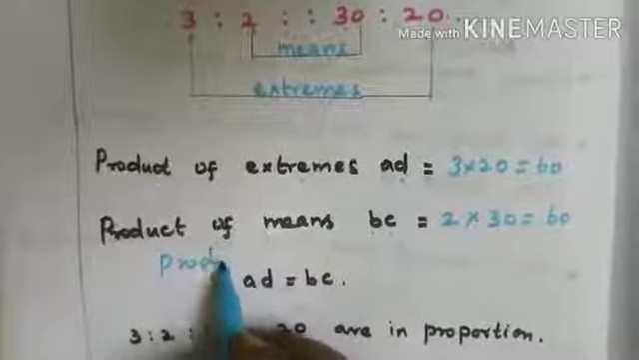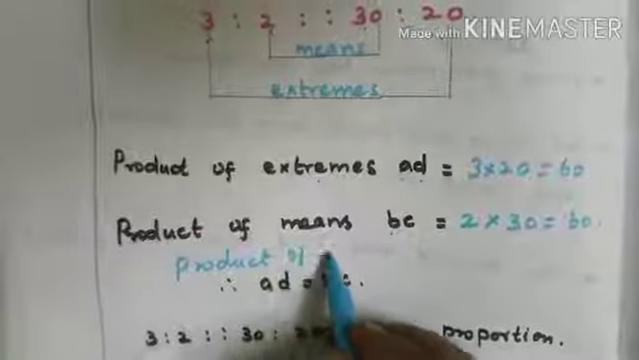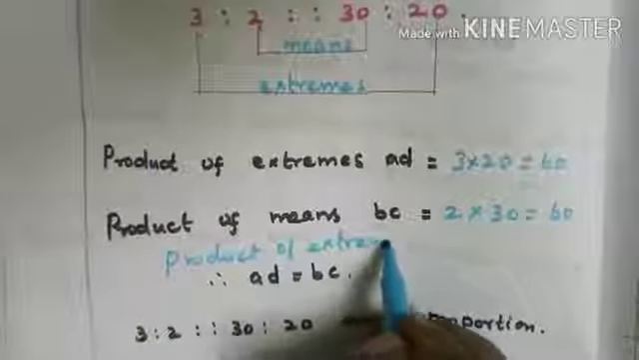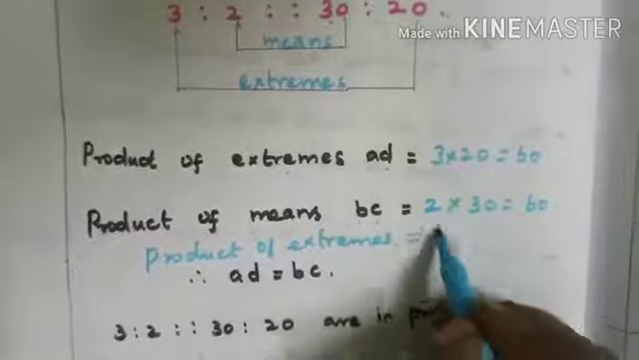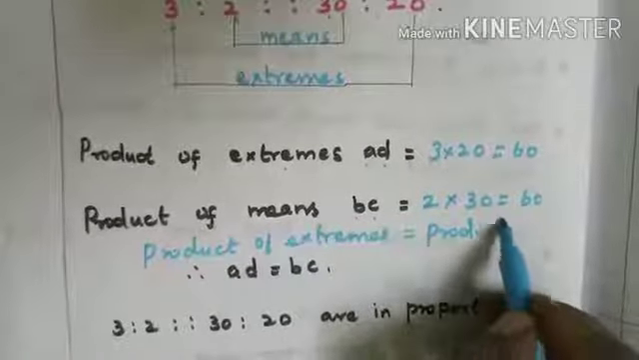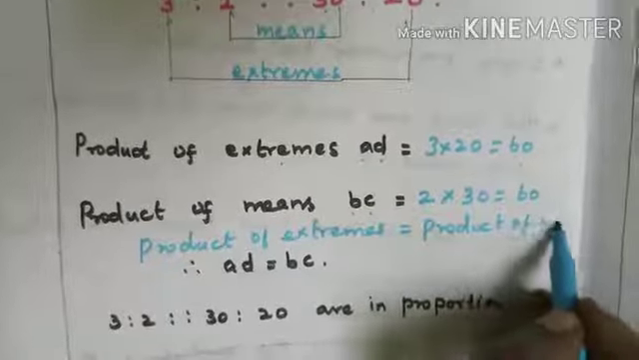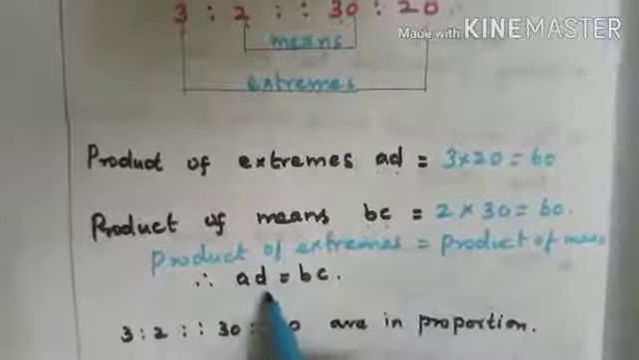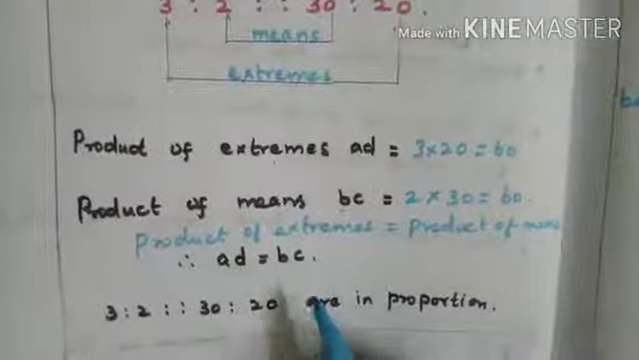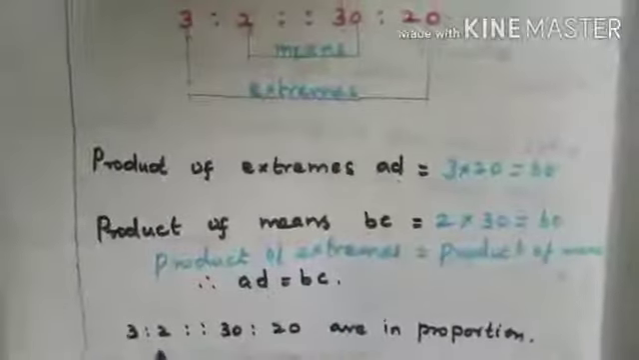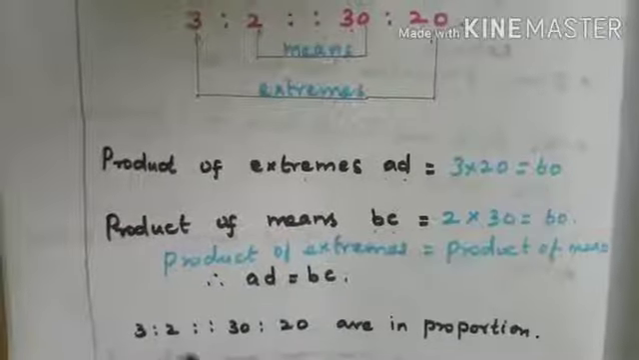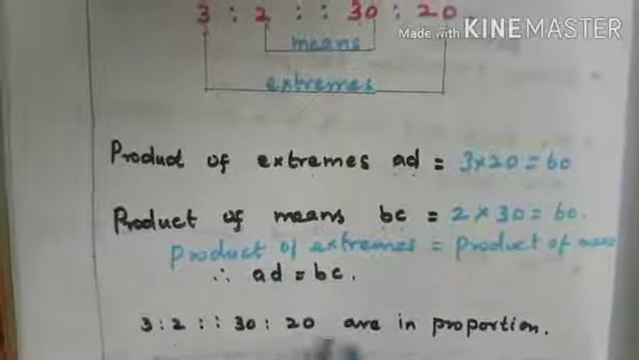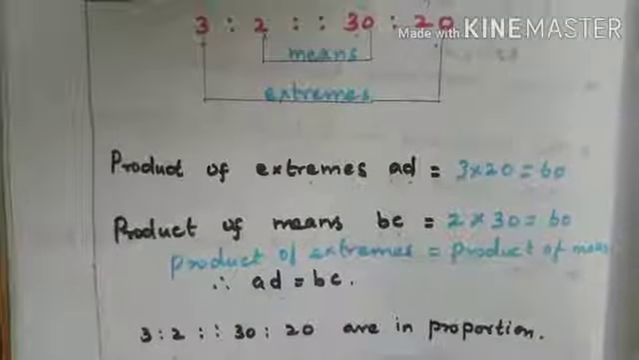Otherwise we can write: product of extremes equal to product of means. So 60 equals 60, that is AD equals BC. Therefore the given numbers 3:2 and 30:20 are in proportion.